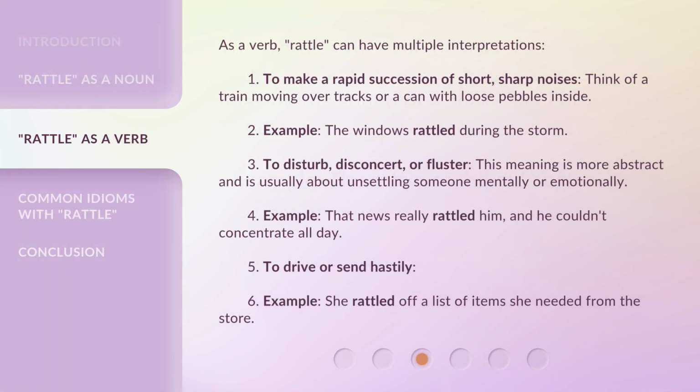As a verb, rattle can have multiple interpretations. 1. To make a rapid succession of short, sharp noises. Think of a train moving over tracks or a can with loose pebbles inside. Example: the windows rattled during the storm.